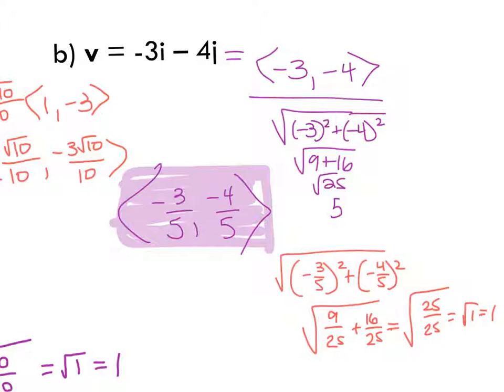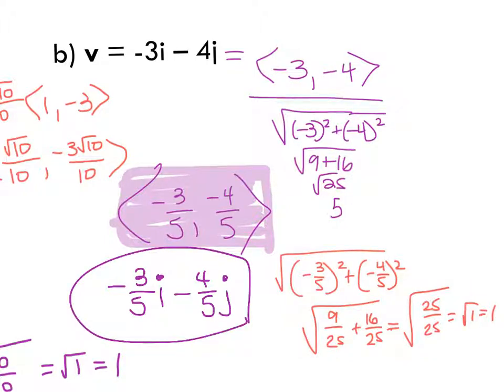Oh, good point. Because it gave it to you in ij, you want to put it back in ij, which would be negative 3/5 i minus 4/5 j. So again, whatever the question gives it to you in, you want to put it back into that format.